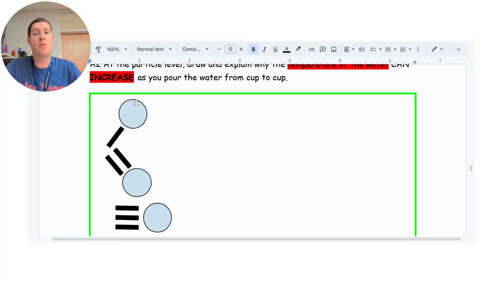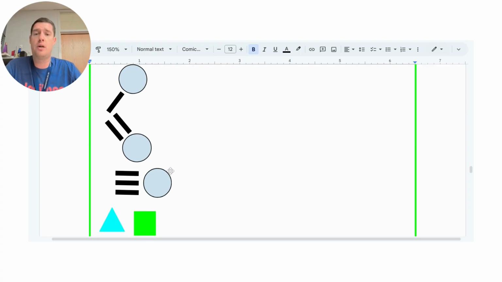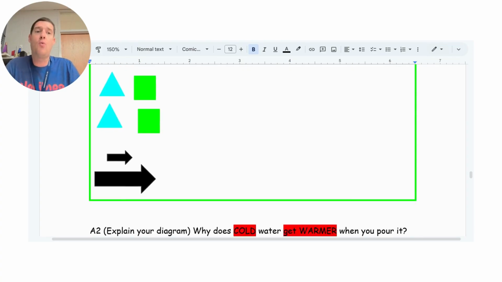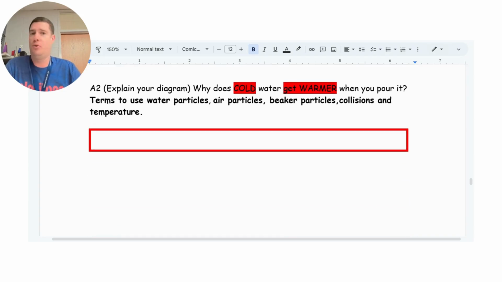So instead of starting with a 3 water particle whooshy and drawing the same diagram you just drew, you're going to start with a 1 particle whooshy, pour it through air particles, and show that the air particles have 3 to start with, and the water has 1 to start with. And when they collide, they both end with 2. But the water particle is actually gaining thermal energy from the air, making it warmer. And that's how we can explain why the temperature went up.